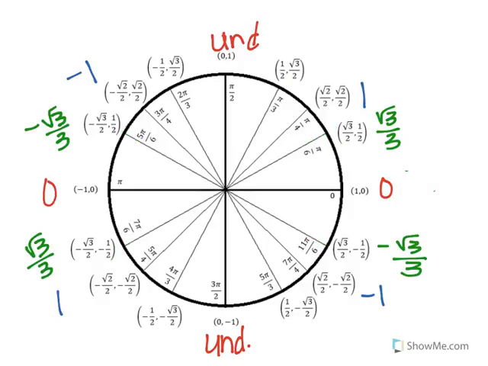Now let's take a look at our 60-degree angles. We are going to have square root of 3 over 2 over 1/2. So flipping that up, we're going to get 2 over 1. So our tangent here is square root of 3. And again, just pay attention to those negatives.